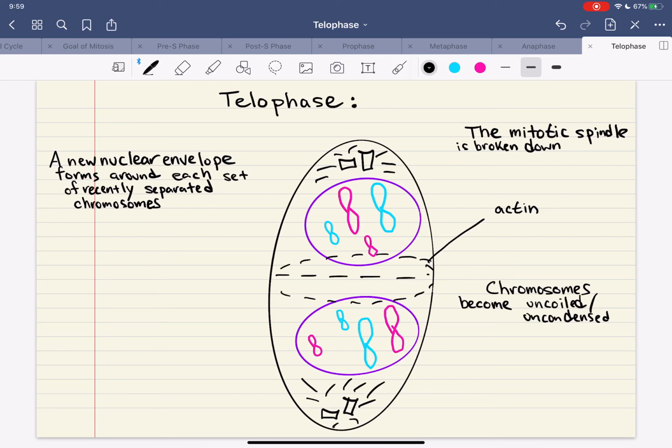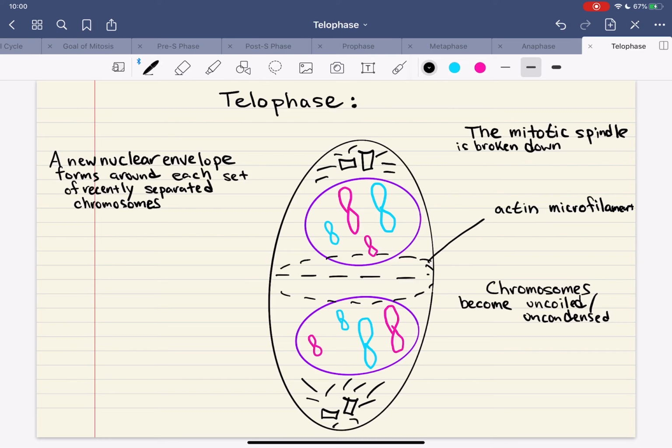Now, one other event that starts during telophase is called cytokinesis. And that's when the cell gets physically split into 2 daughter cells. So cytokinesis means splitting of the cell membrane and the cytoplasm in half. And that is facilitated by another type of cytoskeletal filament called actin.